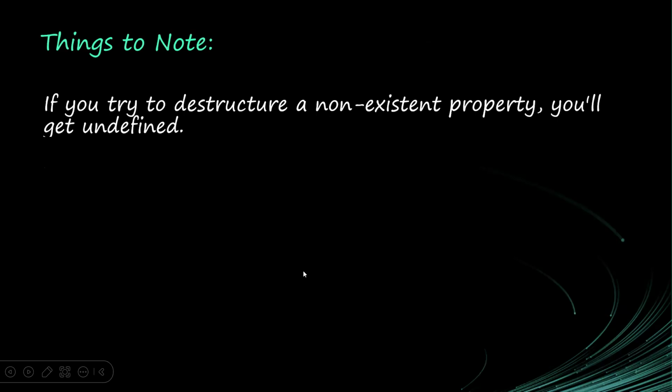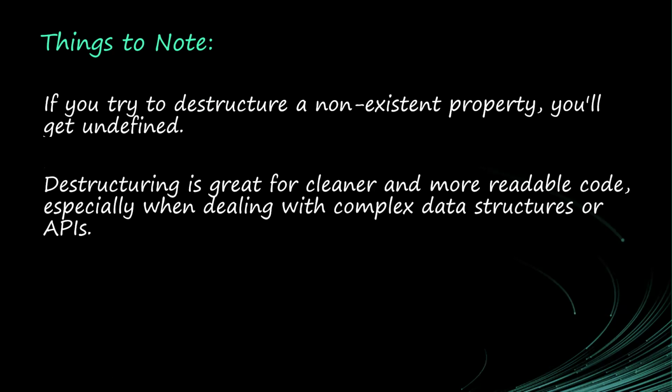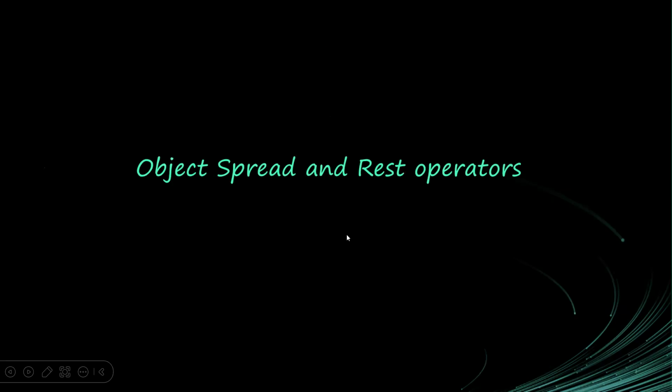So, things to note. If you try to destructure a non-existing property, you will get undefined. You saw it. The other time I did ABC, and ABC does not exist on the student object. Destructuring is great for cleaner and more readable code, especially when dealing with complex data structures or APIs.